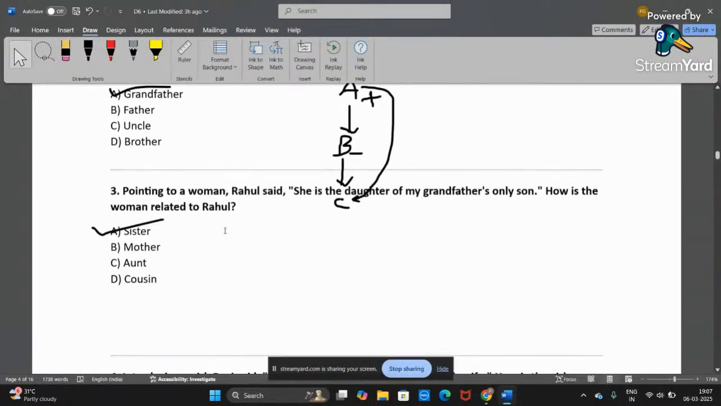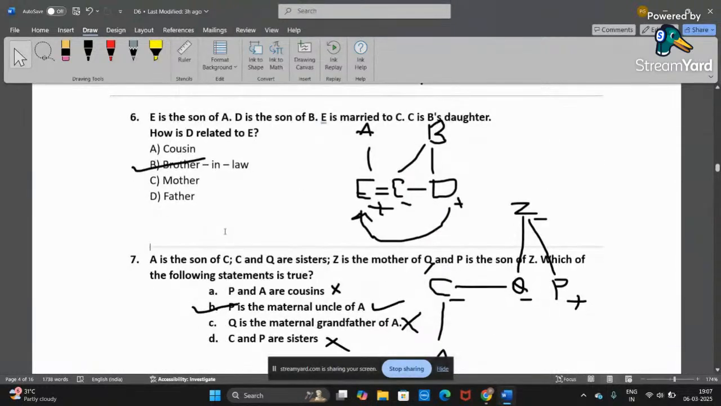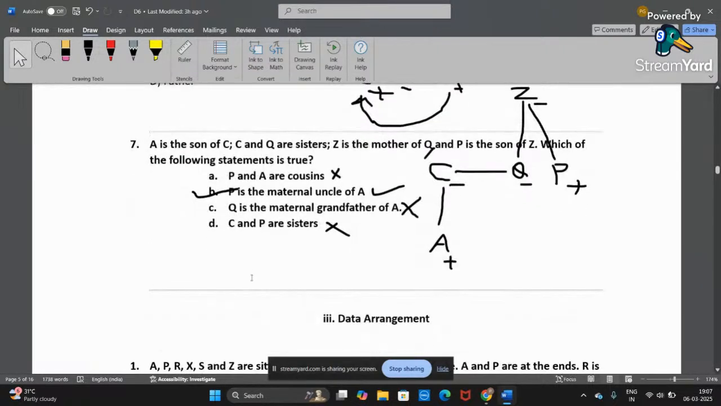Now let's move on to the next topic. Before that, do you have any doubt in blood relation? The main thing is that while drawing, you need to be very careful and give a proper sign for each one. Then it will be easy to solve the blood relationship problem. So let's move on to the next type.